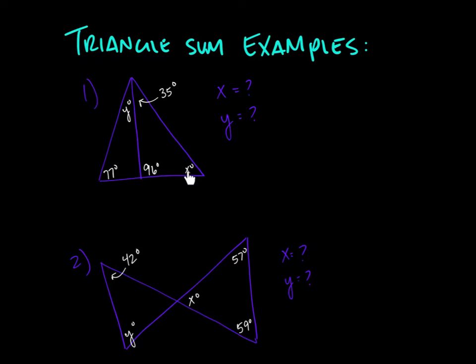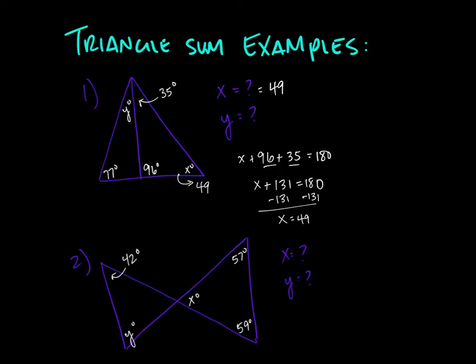So let's look at x first, and let's look at this smaller triangle here. I know that if I take x plus 96 plus 35, it needs to equal 180. So if I combine my like terms, that would be x plus 131 equals 180. And then if I subtract 131 from both sides, x would equal 49. So x equals 49 in this picture. Let's go ahead and put that in right there.